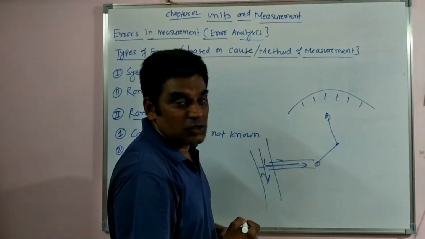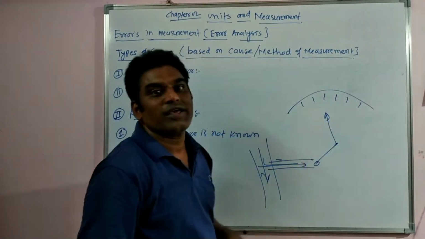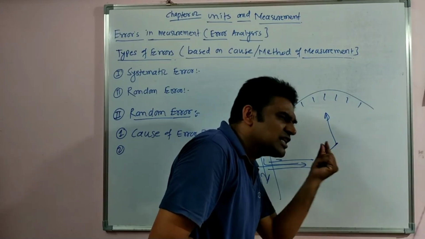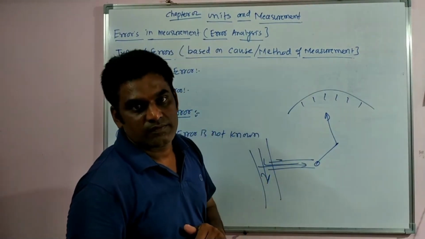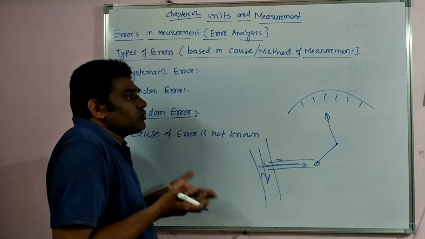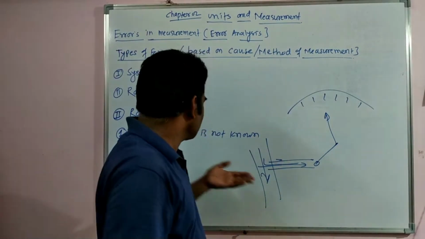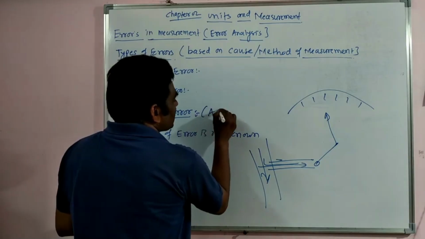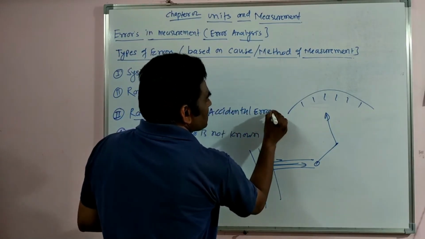But suppose suddenly the temperature rises there, and due to that the length of this rod is slightly increased. Due to that, what will happen? This will get deflected, and this will give you a wrong reading. It was set for this much length, but this length is slightly increased, so a little deflection will be there, so you will get a wrong reading. Accidentally this happens. Nobody can predict what will happen in future. That is why these errors cannot be predicted, cannot be corrected, and are called accidental errors. Accidentally they happen.